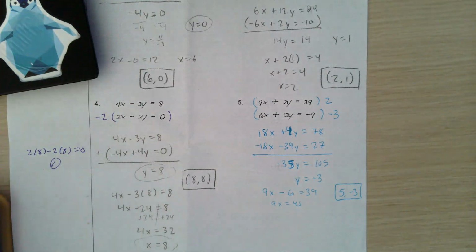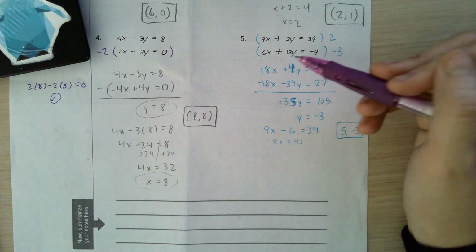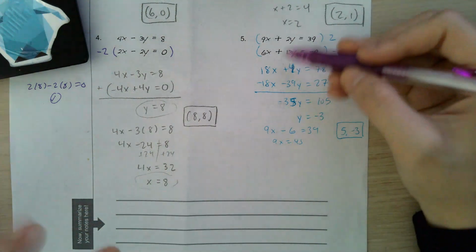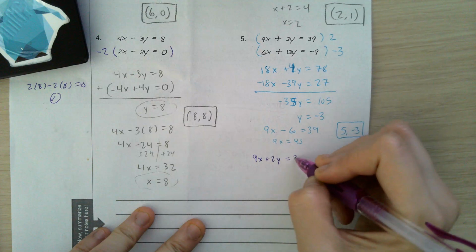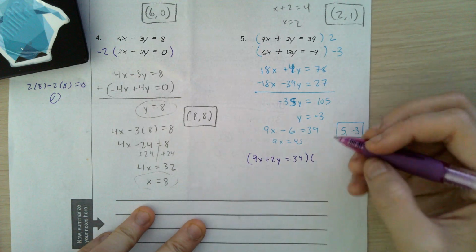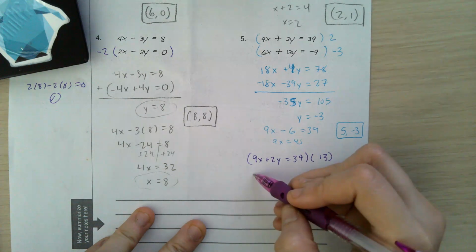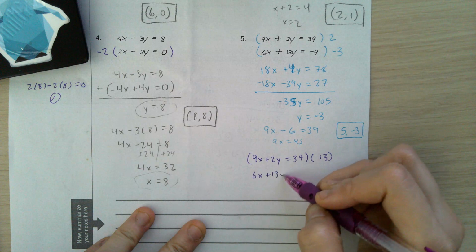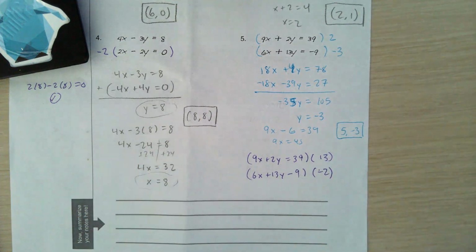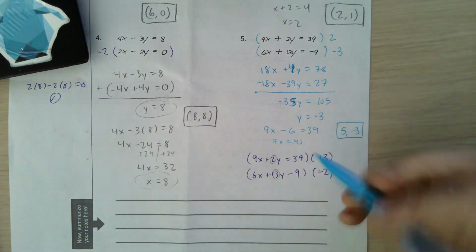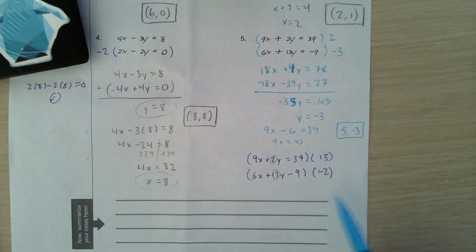I'm going to do another one that's maybe a little easier to see, because the 2 and 3 is sort of tricky. Like you might not have noticed that the 18 was the smallest it could be. Something that's easy is just choosing the opposite number. So I could have done 9x plus 2y equals 39 times 13. And then I could have done 6x plus 13y minus 9. And then this one I would have just done -2. So I pretty much just chose the opposite of this one. I did the 13 over here and the -2 over there.